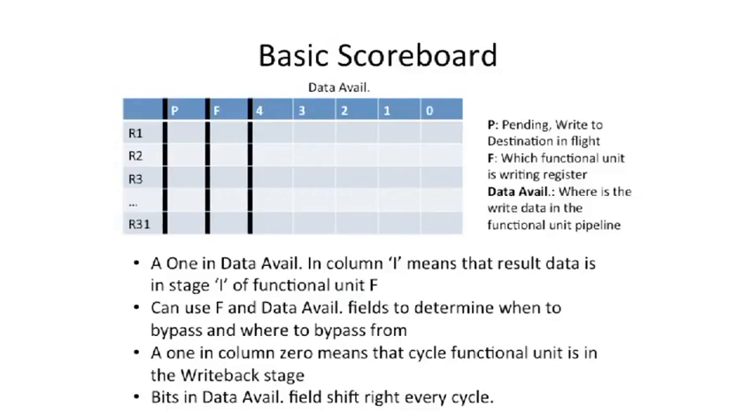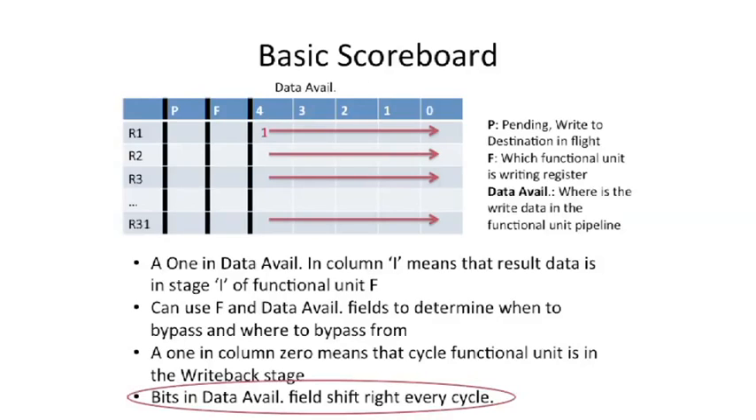OK, so every cycle, logically, you can think of these bits shifting to the right. So if there's a 1 here, that means the data for register 1 is going to be available in 4 cycles somewhere. Probably the architectural register file if you implement this relatively simply.